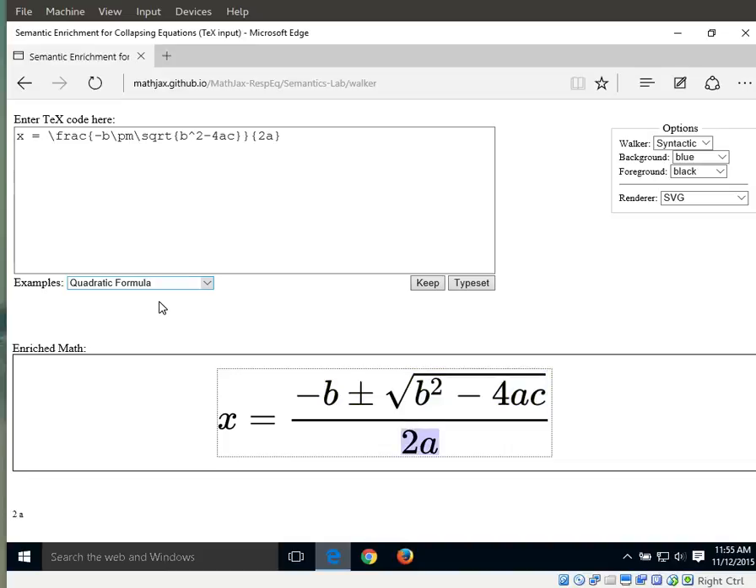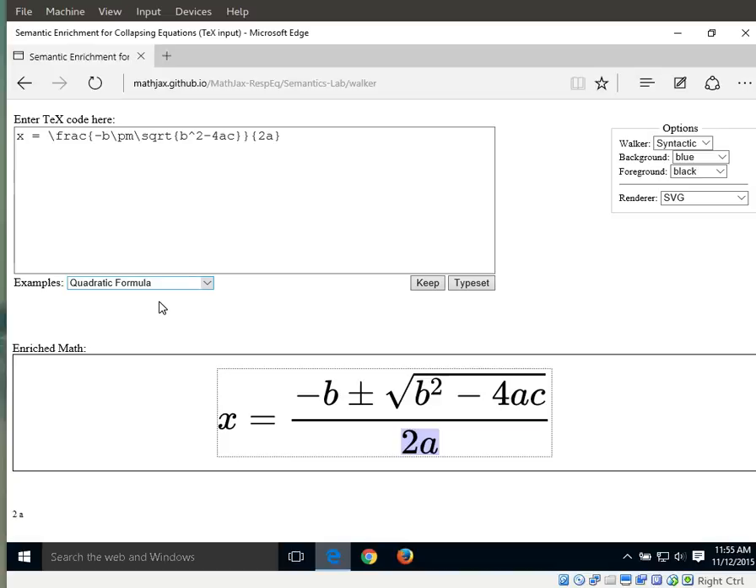2a. Great. Now, if you're a visual user, you will have noticed that the highlighting actually corresponds to meaningful parts of the expression, not just highlighting everything that's below it in the MathML tree, but actually the meaningful rendered expression completely.